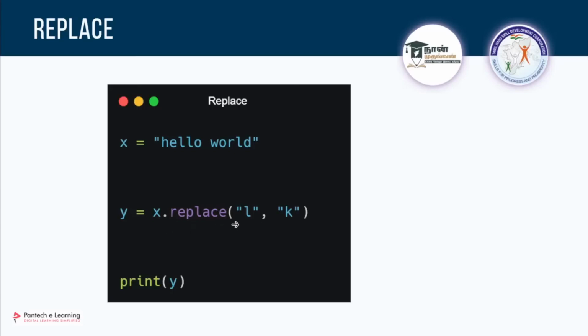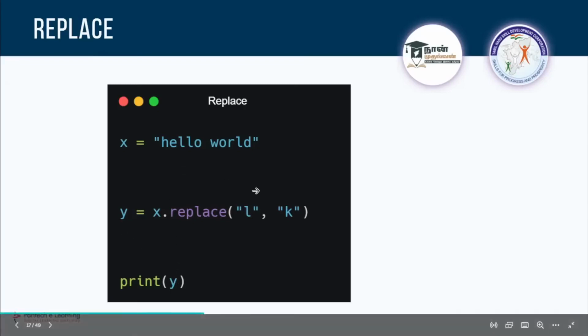So in this replace, you have to pass two things. The first one will be the thing you are going to replace from your x. You are calling x to replace. In that I am going to replace this L. Wherever L is present, I am going to replace it with K. So the next one will be the new thing you are going to put in. If I mention these things, it will be stored in y.